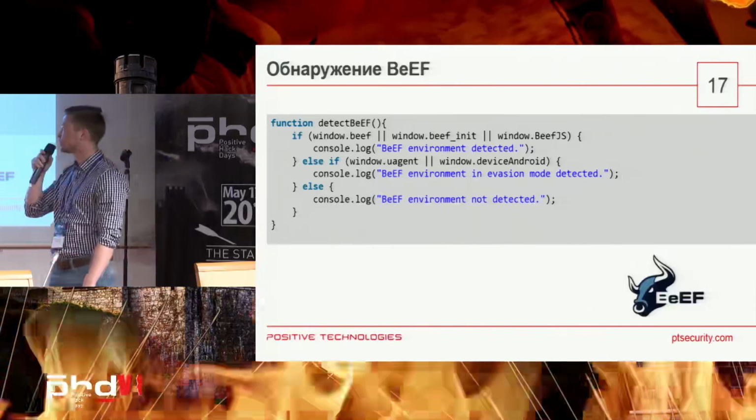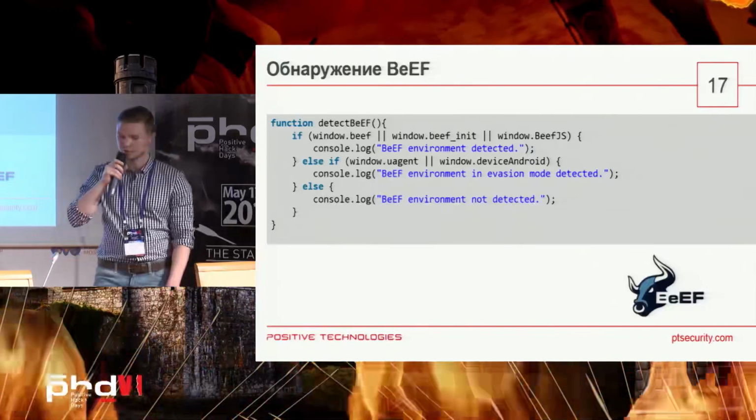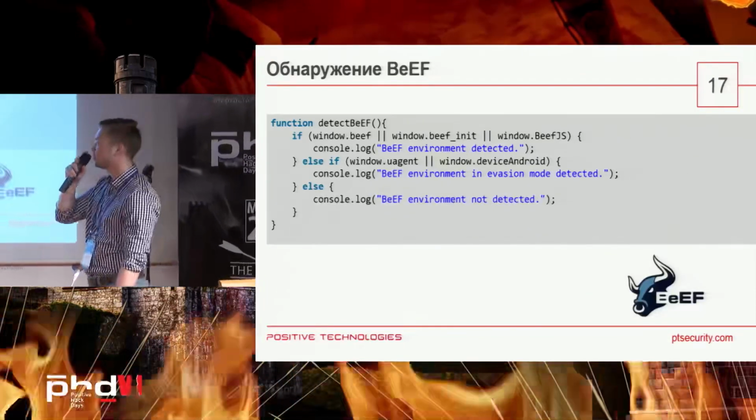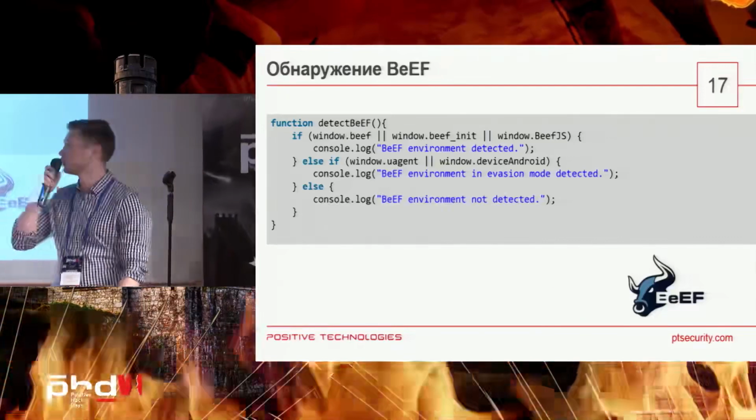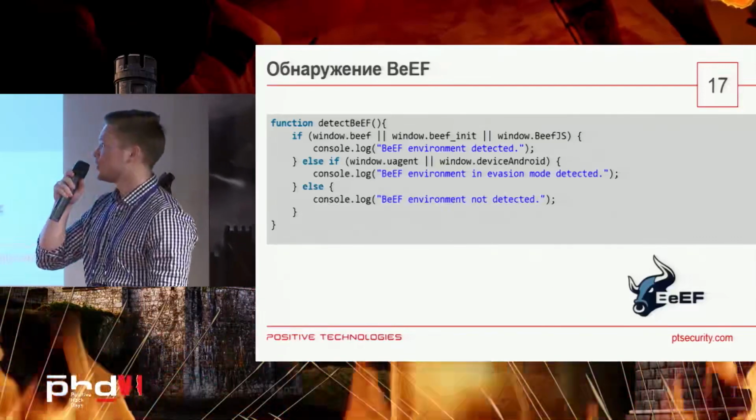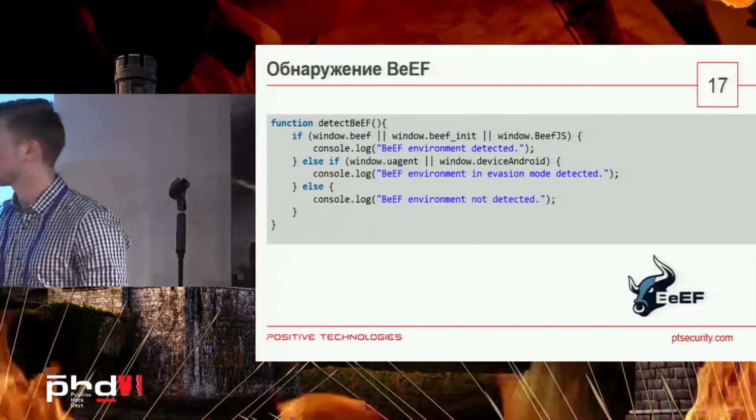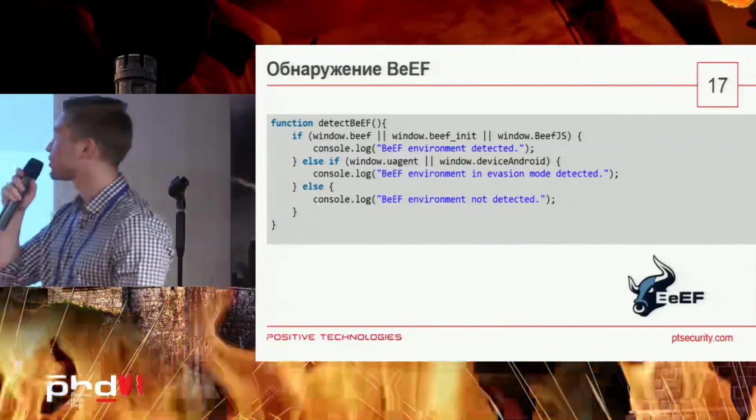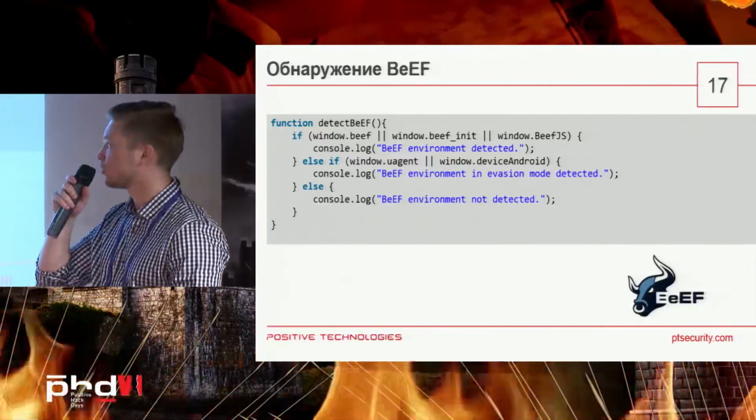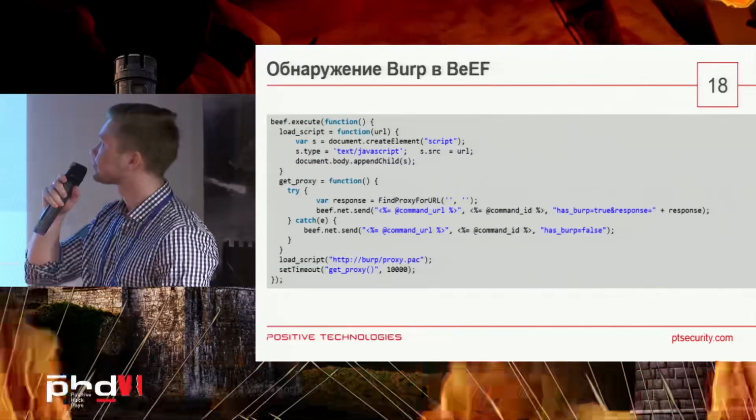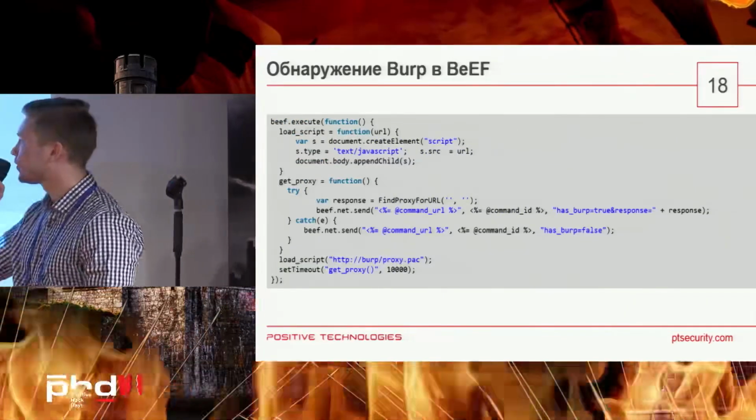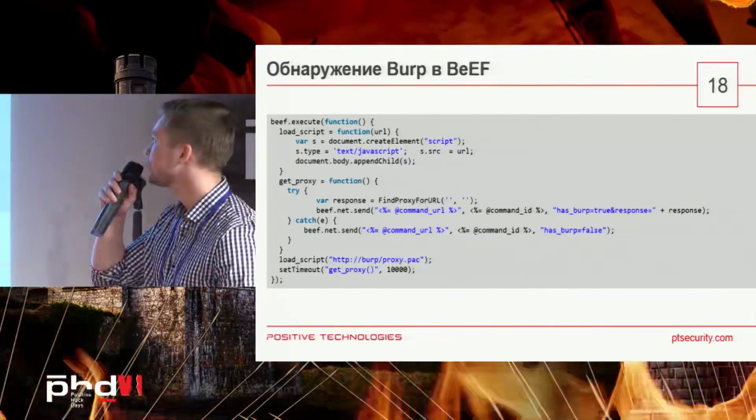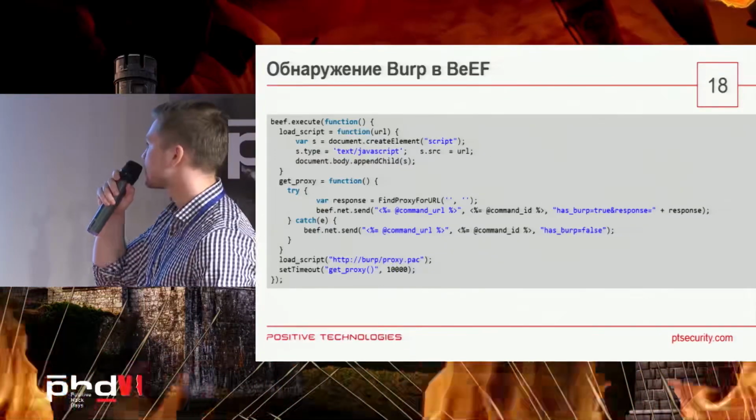BeEF supports two modes of operation. One is concealed, and the other one is open. In the latter case, it's enough to check BeEF properties of the window object. In the former, despite their attempts to mask those properties, we still can use methods that are only typical of BeEF. On this slide, you can see how BeEF itself detects Burp.